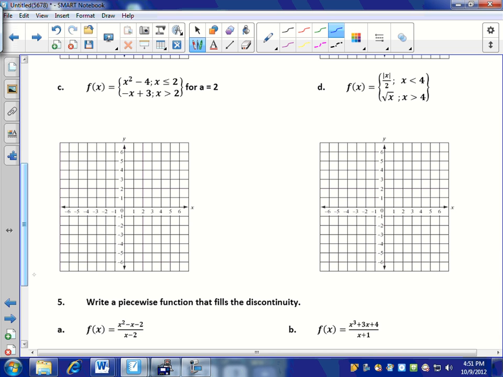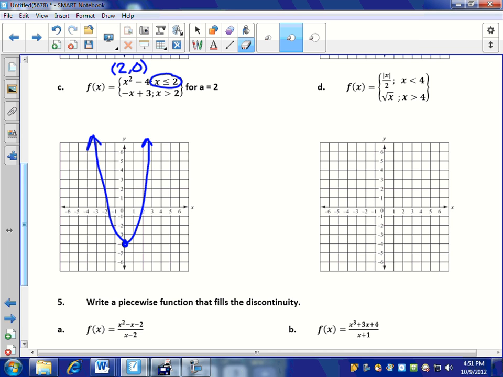You should be able to graph these piecewise functions. X squared minus 4. A lot of people know that's a parabola, heads up like this. But where do you cut it off? Because it says x less than or equal to 2. Well, you just plug in 2, and you'll find your endpoint. 2 squared is 4 minus 4 is 0. So 2, 0 is my endpoint. So I'm going to scratch that off. 2, 0. Looks like I have a closed circle.